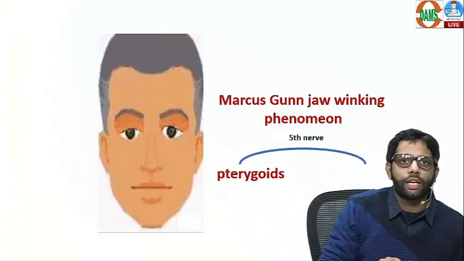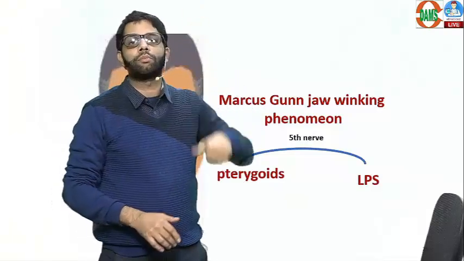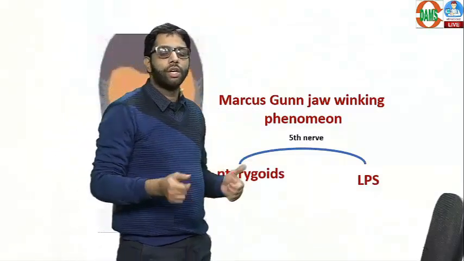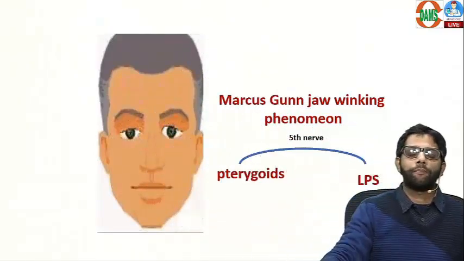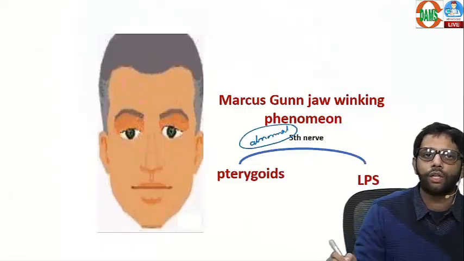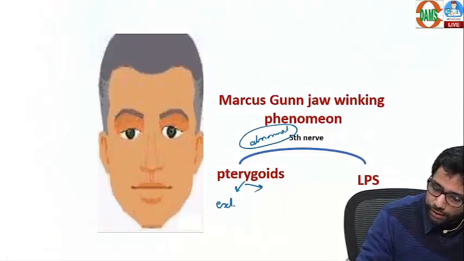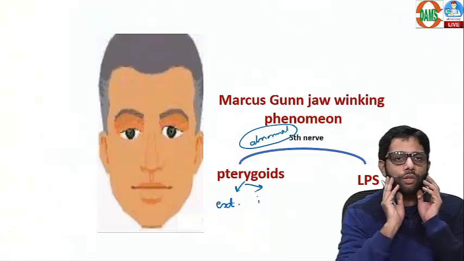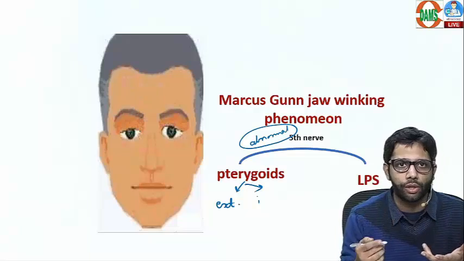So whenever the patient uses the pterygoids, the fifth nerve fires the LPS also, and the eyelid goes up, down, up, down, up, down. That is known as the Marcus Gunn jaw winking phenomenon. It is a special type of complicated ptosis because of abnormal fifth nerve innervation from the pterygoids to the LPS. It is most commonly due to the external pterygoids, which can be tested by asking the patient to move his jaw sideways, like chewing gum.